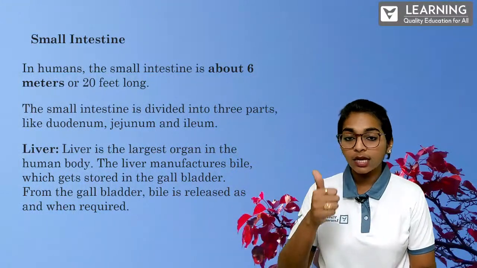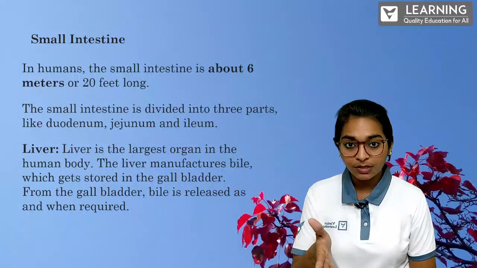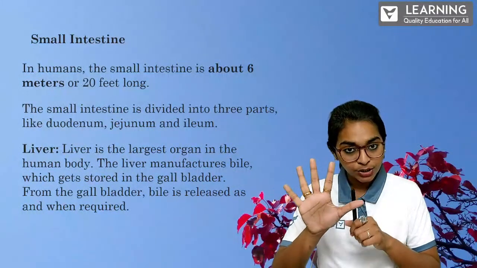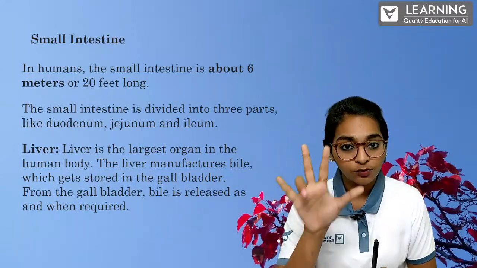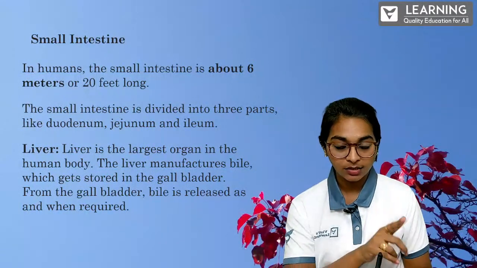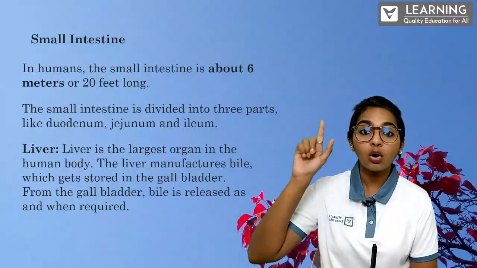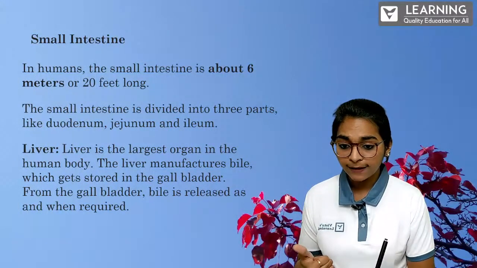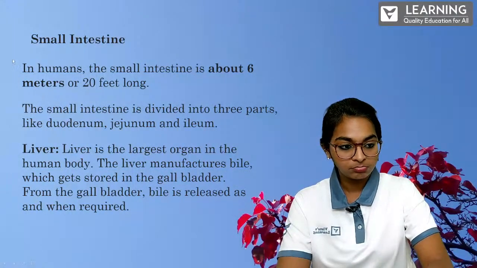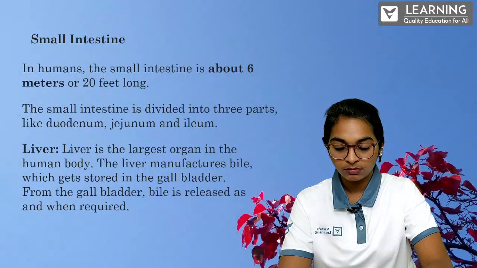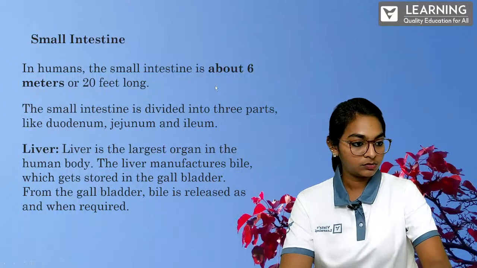Is that clear? See, in the holozoic mode of nutrition in human beings, we were discussing five steps: ingestion, digestion, absorption, assimilation, and egestion. Leave ingestion aside; these four processes happen in the alimentary canal. Assimilation alone happens all over the body. Is that clear? Cool. So now we'll just move on.